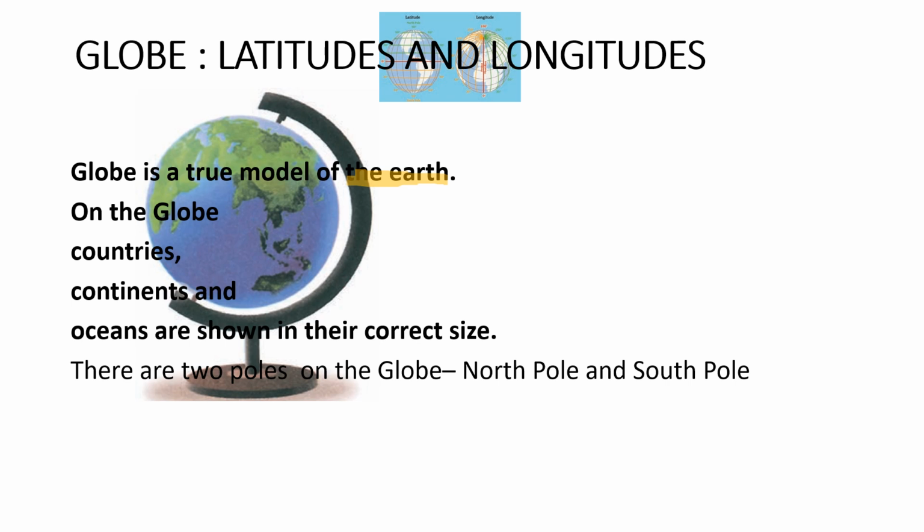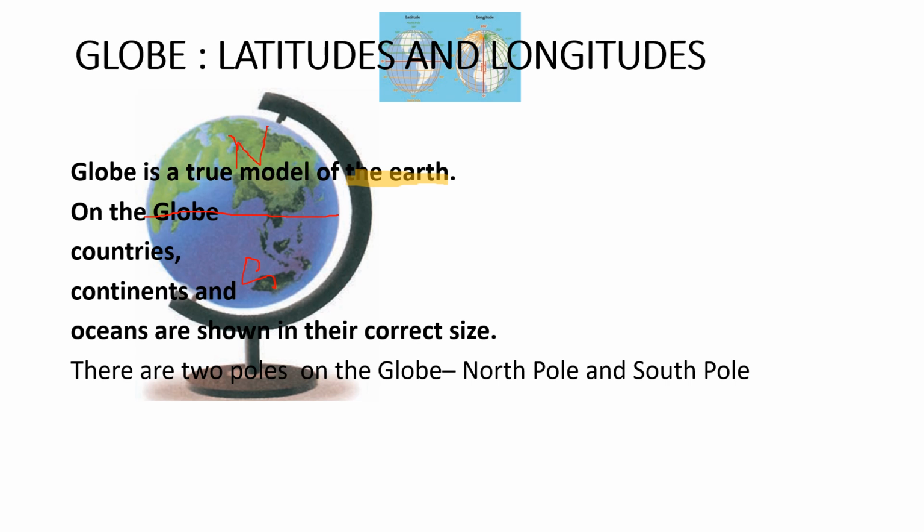There are two poles on the globe, that is North Pole and South Pole. So this is the model of the earth and the poles. Suppose if we divide here, this is equator line and this is north and this is south. The top on the globe is always represented as the north, or in the map it is said as the north. Top is represented as north and bottom is south.